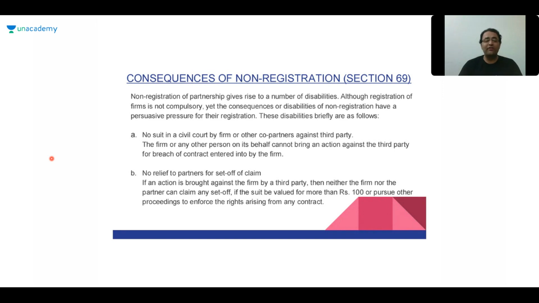No relief to partners for set-off claim. If an action is brought against the firm by a third party, then neither the firm nor the partner can claim any set-off, if the suit is valued at 100 rupees or more, or any proceedings to enforce the right arising out of any contract. So if any third party files a case against any of the partners, then the partners cannot claim relief until and unless the firm is registered. So you see, the firm cannot file a case against the third party, the third party can file a case against the firm, but then the partners need to get the firm registered in order to proceed with the case.